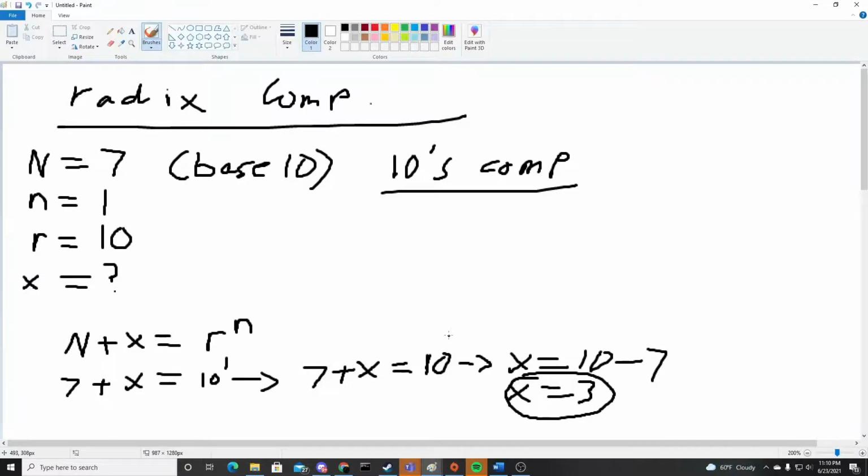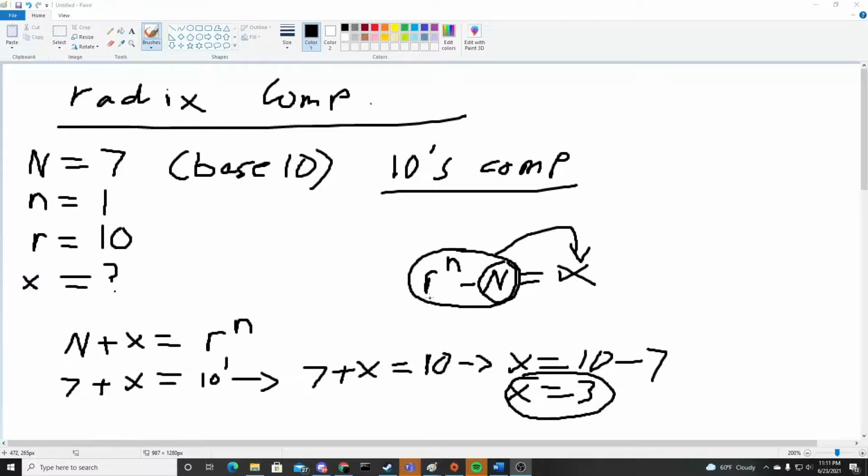So in this case, 3 would be our 10's complement. To write this a different way, because this is the way you'll see the formula most often, it'll be r to the n minus uppercase N equals x. We basically need to solve this equation in order to get our 10's complement for N. You can see that r to the n minus N is really just this part right here, so we could fill in a 1 here, like we had in this step. It would just be 10 to the first minus 7 equals x. So that's where r to the n minus N is coming from.